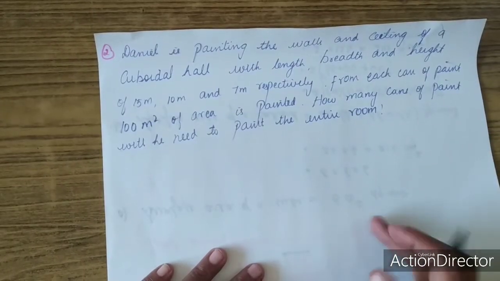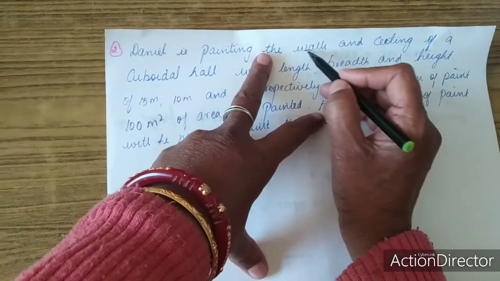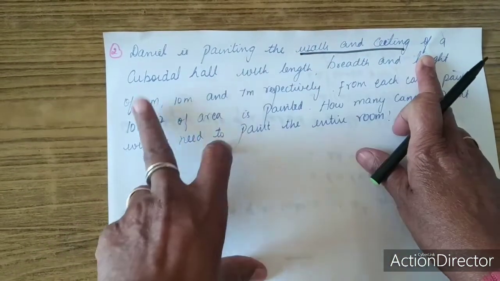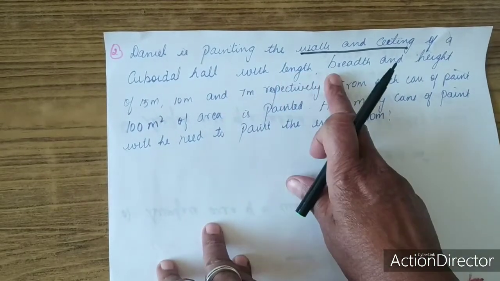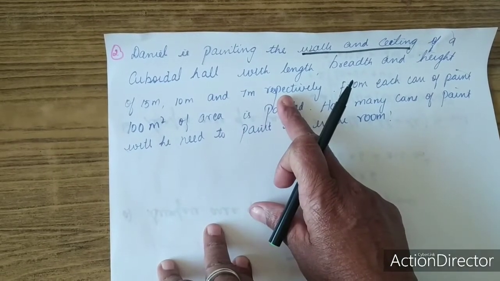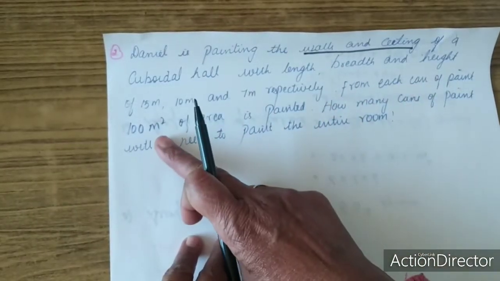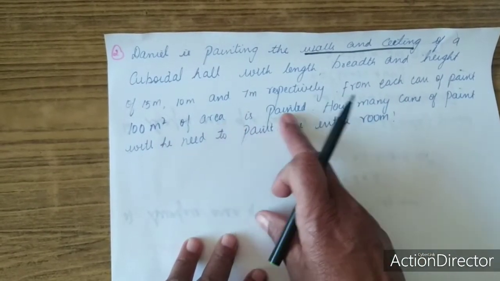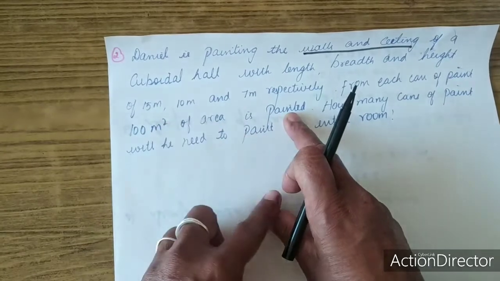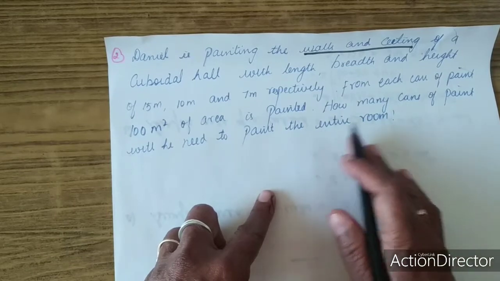Moving on to the most interesting question. Daniel is painting the walls and ceiling. First you should underline what he is going to paint. He is going to paint the walls and ceiling of a cuboidal hall with length, breadth and height as 15 meter, 10 meter and 7 meter respectively. This is the first part of the question. In the second part, from each can of paint, 100 meter square of area is painted. One can paints 100 meter square. You should find how many cans are needed to paint the entire room.